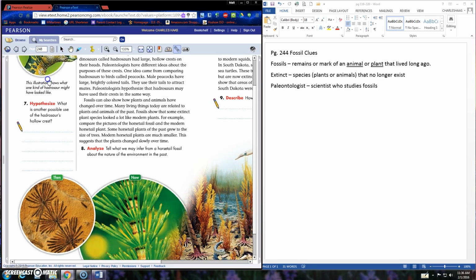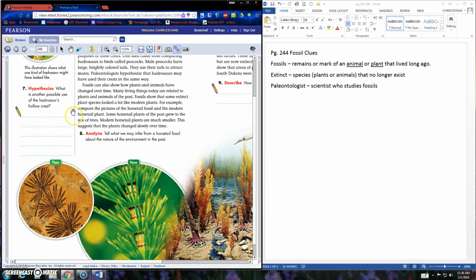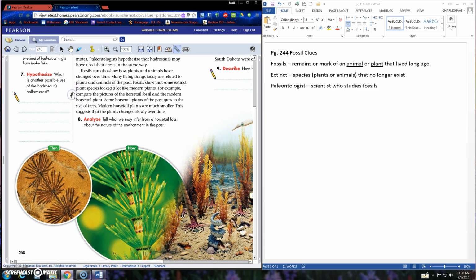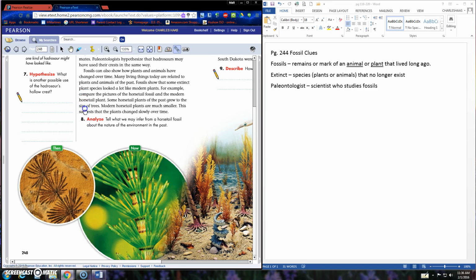Fossils can also show how plants and animals have changed over time. Many living things today are related to plants and animals of the past. Fossils show that some extinct plant species looked a lot like modern plants. So, for example, compare the pictures of the horsetail fossil and the modern horsetail plant right here. They have some similarities, but they also have some differences. Perhaps they are related. So by studying today's plant, we can find out information about the extinct plant from way back then.